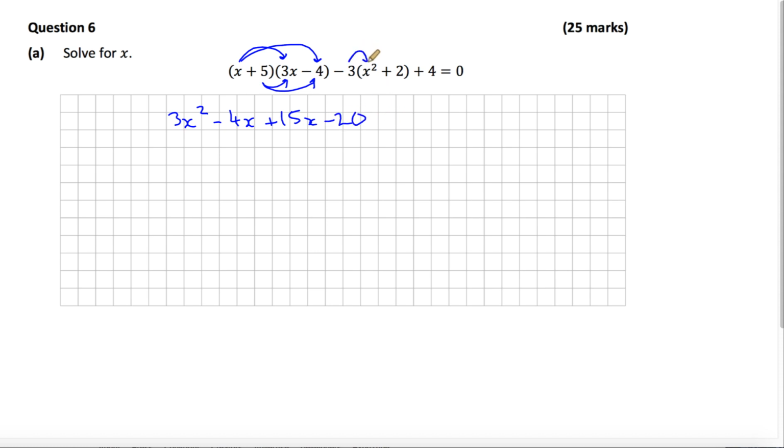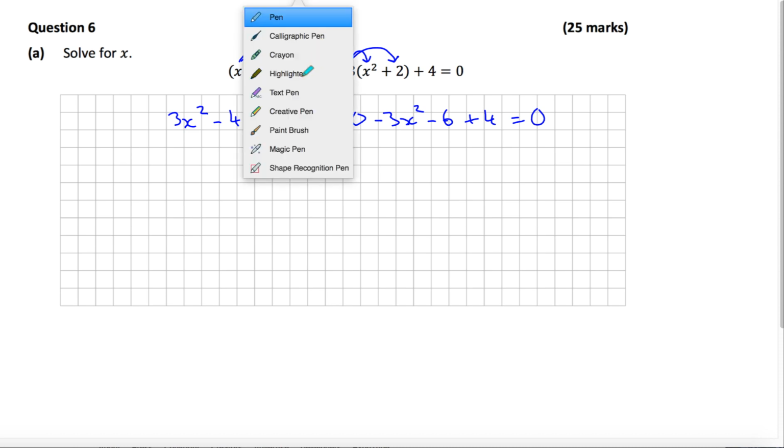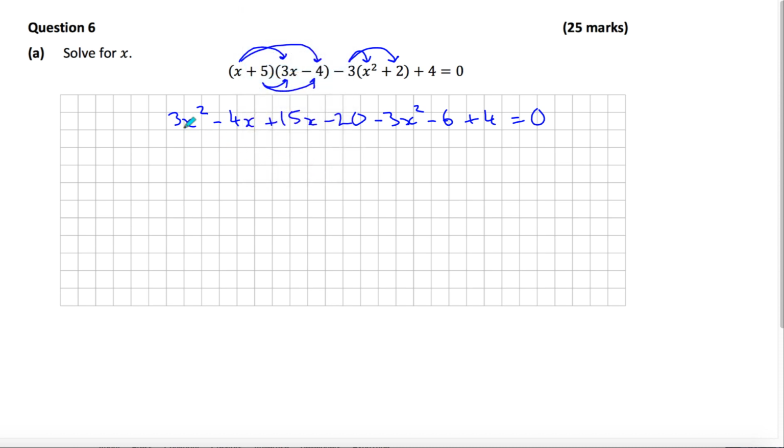And then we're going to multiply this negative 3 by both these terms. So that'll be minus 3x squared. Minus 3 by 2 is minus 6. And then we still have this plus 4 equals 0. So now we've multiplied the brackets out. Now we can highlight or identify like terms.